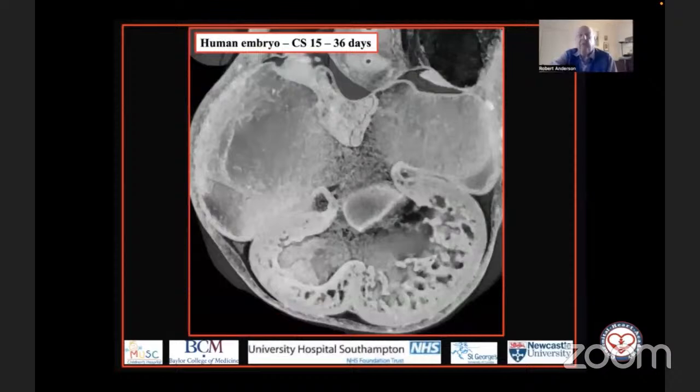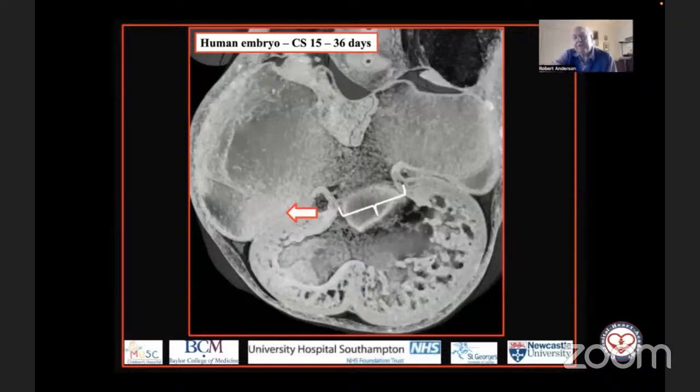So here we go. We've got one stage further, Carnegie stage 15. We're now at the beginning of the 6th week of development, around 36 days. Again, a 4-chamber section. And you can see, I hope, what has happened. There has been expansion rightwards of the atrioventricular canal.